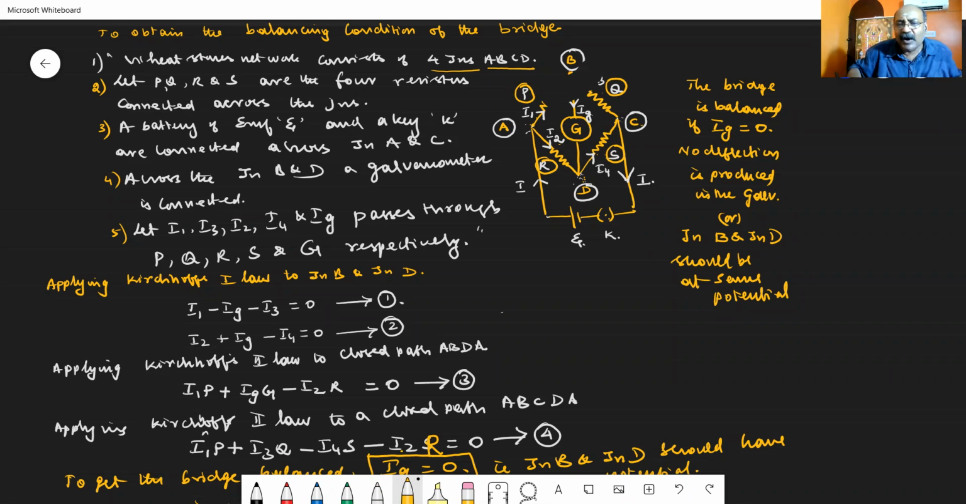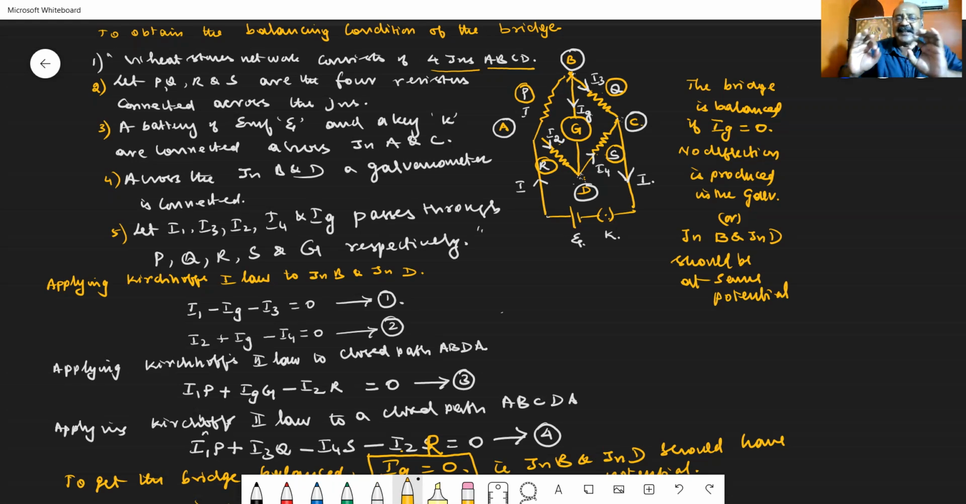Then we are having some resistances. When you are considering those resistances, then we can say the current flowing through the resistances. Let I1, I2, I3, and I4 be the currents through the different resistances. That is, through P, the current passing through is taken to be I1. Through R, the current passing through is I2. And through Q, the current passing through is I3. And through S, the current passing through is taken to be I4.